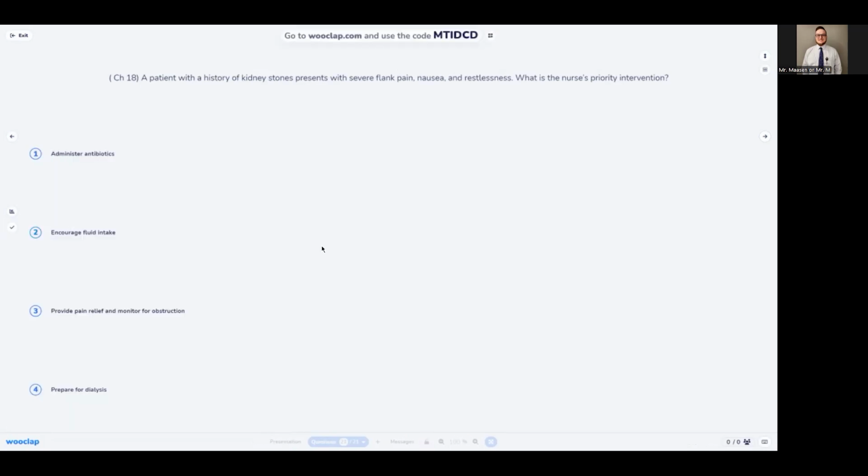And lastly, a patient has a history of kidney stones and presents with severe flank pain, nausea, and restlessness. What's the nurse's priority intervention? This is, again, trying to think next level nursing here. What would we do for this person? We can already tell they have kidney stones: severe flank pain, nausea, restlessness, and a history of kidney stones. So we're calling it urolithiasis. What could we do for this?